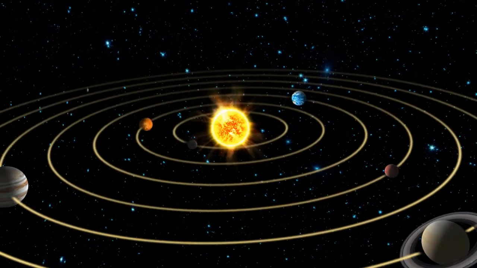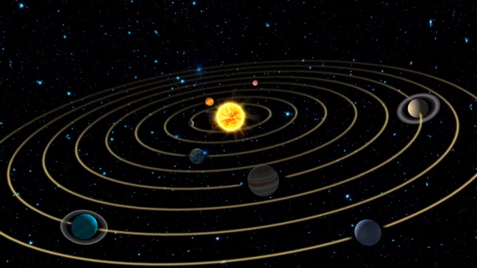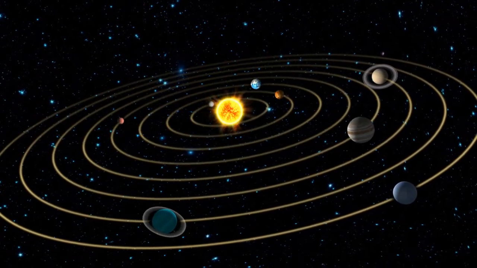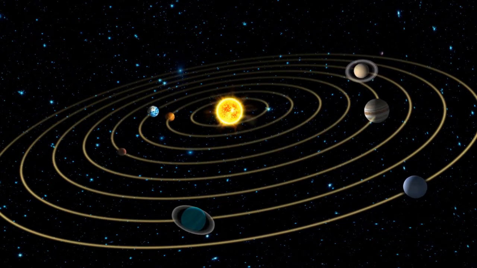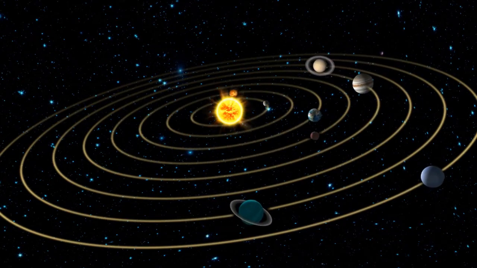This giant star is over 100 times larger than our planet Earth. The enormous size of our Sun is the source of the gravitational pull that keeps all of our planets and the other space objects in our solar system in orbit.